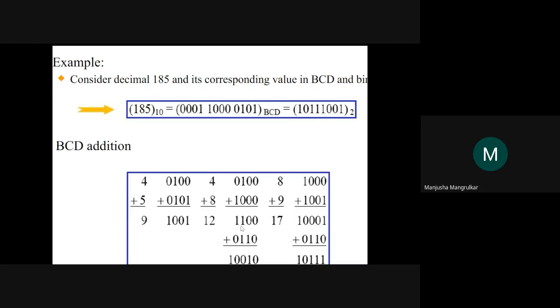So now what is the rule? If the result of the addition of BCD numbers is greater than 9, or if a carry is generated, then add 6. So we add 6, that is 0110. So 1100 plus 0110 gives a 0010 with a carry. The carry is denoted as a 1, and 0010 is a 2. So the result is 12. We'll see the next example also.